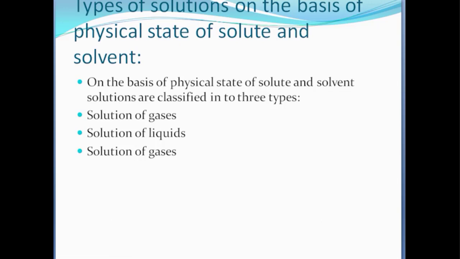An example of such type of solution is alloys. What is an alloy? An alloy is a mixture of different metals, like brass. Brass is an alloy of copper and zinc. Steel is an alloy of iron containing small amounts of carbon and silicon. Similarly, different gemstones are solid solutions. So this is all about types of solution.